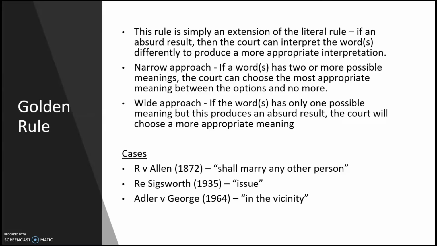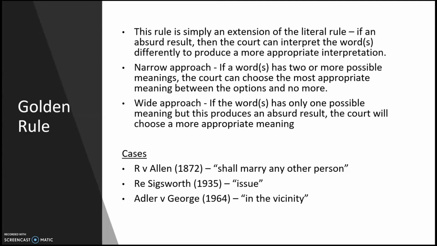So therefore, the judge applied the golden rule and said, well, that's nonsense. Let's just say "shall marry any other person" means "shall go through a marriage ceremony." So basically, if you're married and you go through a marriage ceremony, then you can be convicted of bigamy, even though technically that second person isn't legally your husband and wife. You've gone through the marriage ceremony, so you're committing bigamy. So they just made that slight change. So that was a narrow approach change. They just slightly changed the wording: "shall marry" to "shall go through a marriage ceremony."